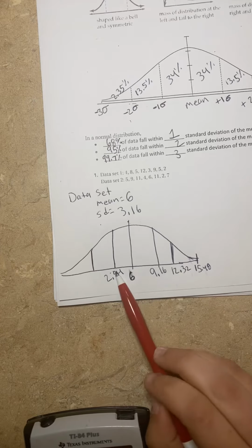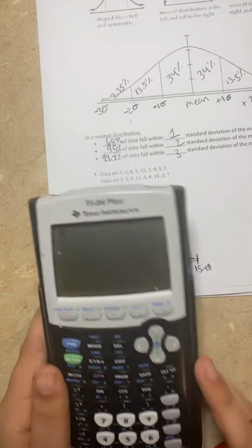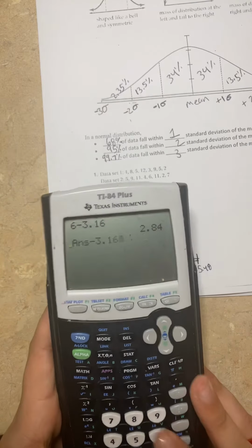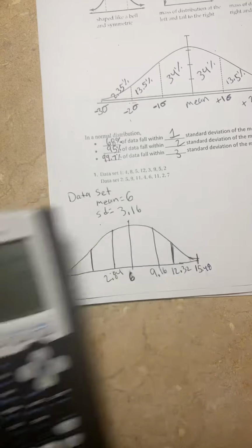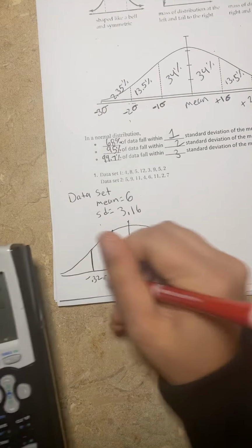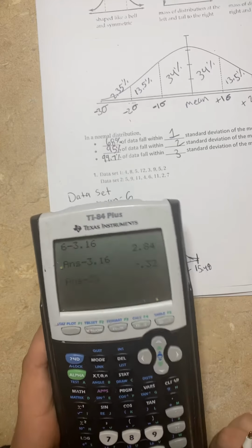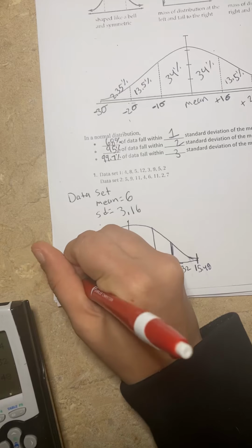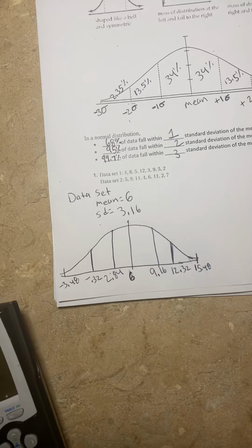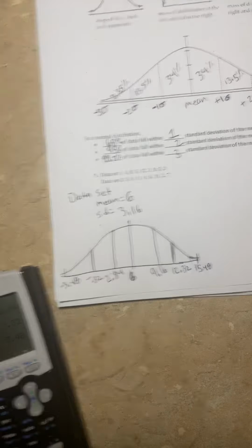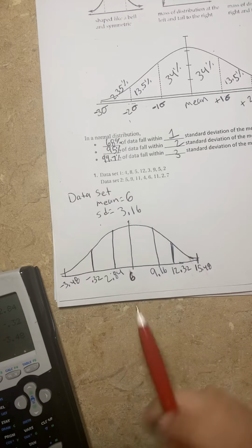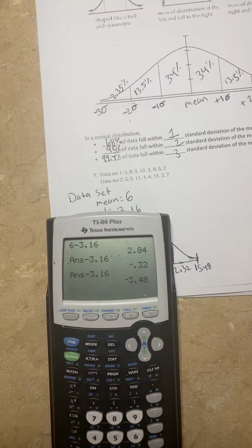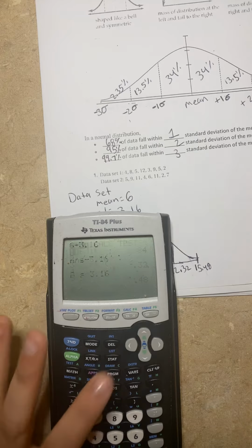Then I would subtract again and subtract those other two. So 6 minus 3.16 minus 3.16 gives me my second standard deviation will be negative 0.32. And then subtract 3.16 again to get negative 3.48, okay? So you've created a normal distribution curve at that point, okay? All it is just taking that mean and adding and subtracting that standard deviation however many times away from it you are, okay? So let's do this again with our second data set, okay?